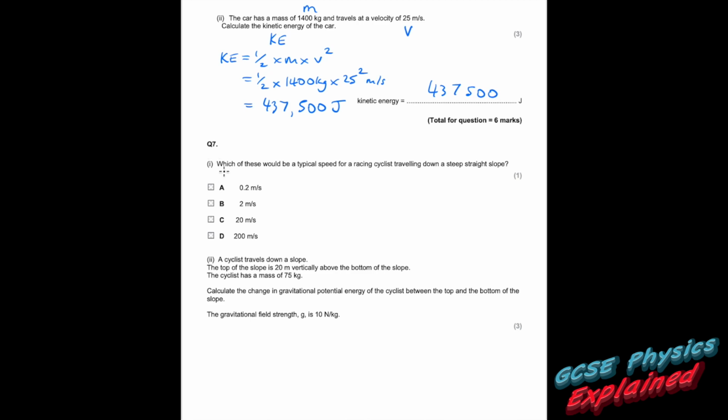Question 7. Which of these would be a typical speed for a racing cyclist travelling down a steep straight slope? 0.2 metres a second, not too slow. 2 metres a second, not too slow. 20 metres a second, that seems right. Just look at the last one, 200 metres a second. Nah, that's far too big. So C was definitely right.